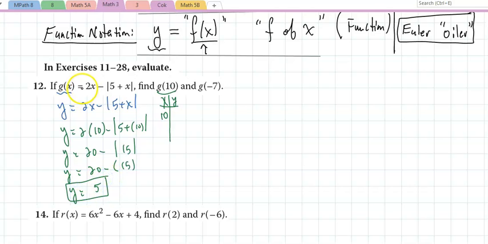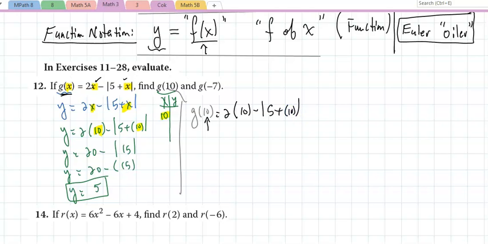Now, let me do the same problem using g of 10. Well, g of x is right there. Do you notice whatever we put in for x, you throw it right there? When I say what's g of 10, go to g of x. Wherever you see an x, replace it by 10. So that's a 2 into 10, minus absolute value of 5 plus a 10.